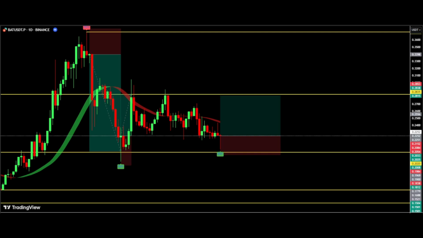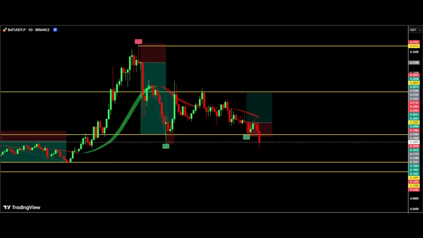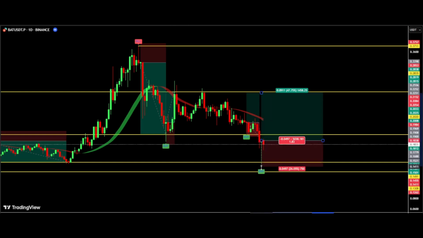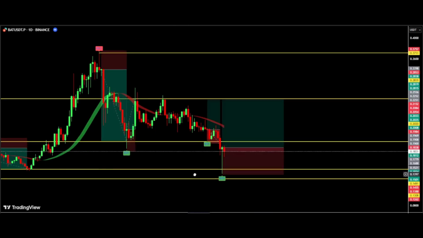We will follow the same strategy as before. First, identify the support level. Set the stop loss just below it and target the nearest resistance for our take profit. Sticking to this consistent plan helps us trade more effectively. And now, we've hit the stop loss. This happens sometimes, and it's important to stay calm and stick to the plan.